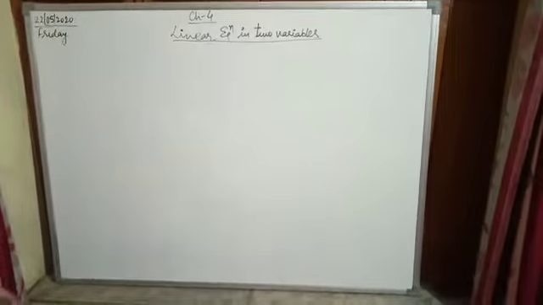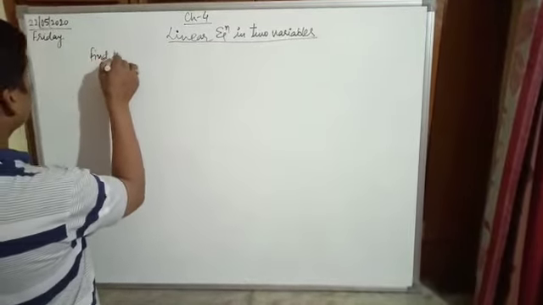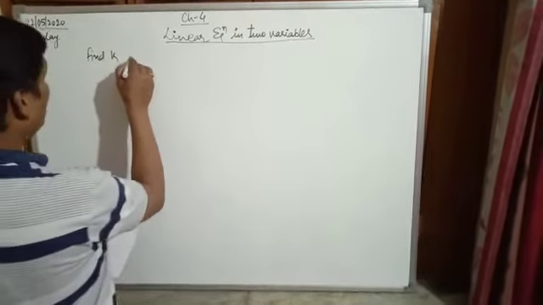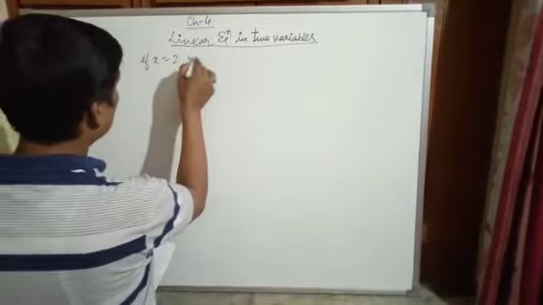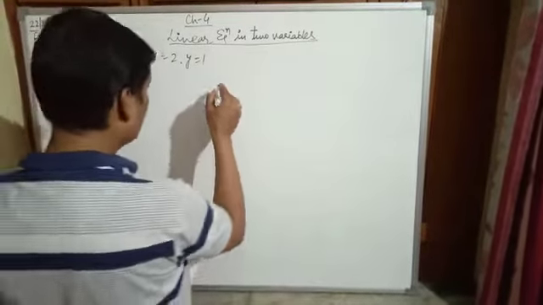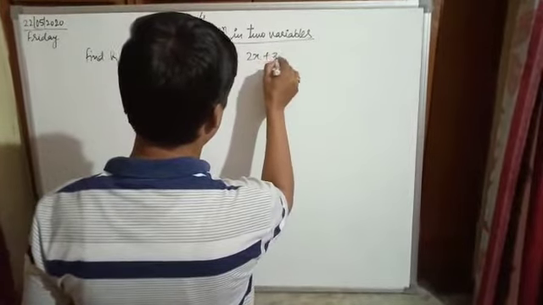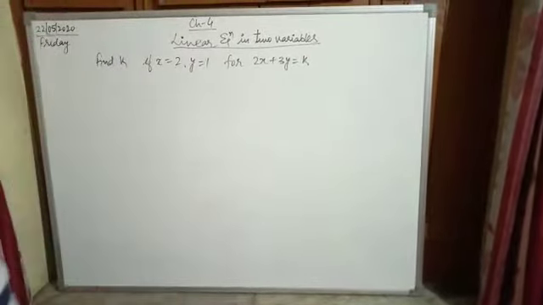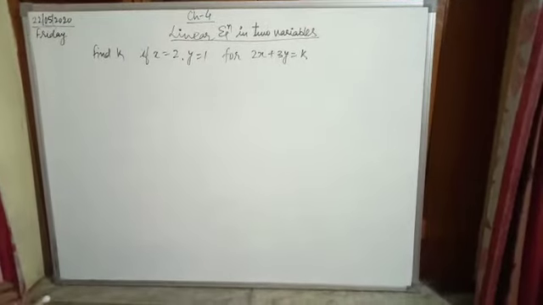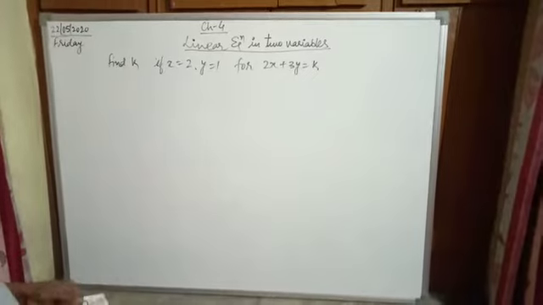One more question I am taking: find k when x is equal to 2 and y is equal to 1 for the equation 2x plus 3y is equal to k. I want to get the value of k when x and y are given.